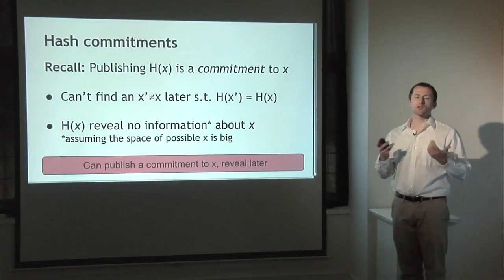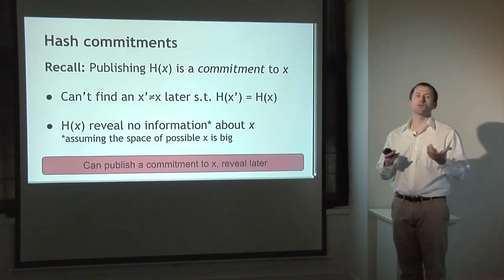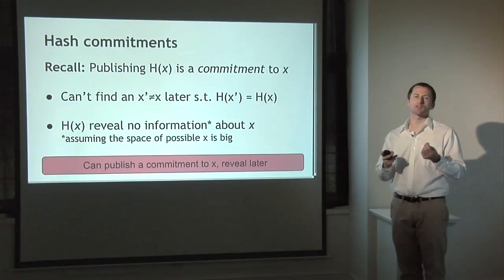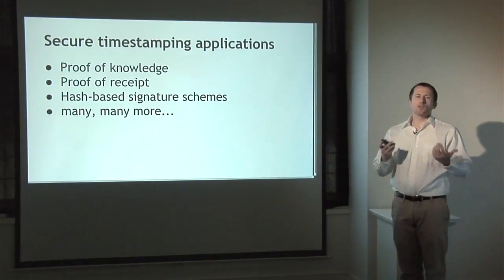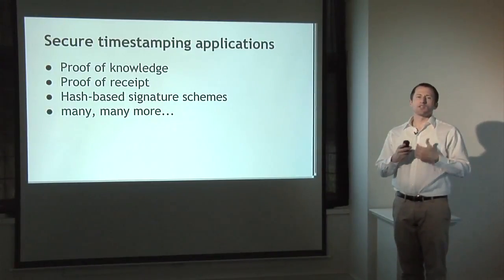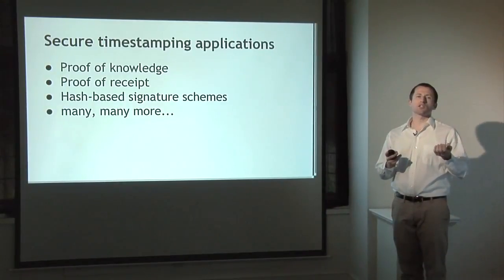So the idea of doing secure timestamping with an append-only log is that we can publish a commitment to x, the hash of x, and then later on we can reveal what x was, and anybody can look at this and say that we must have known x at the time we published the hash of x, because there's no other way to have generated that data. So what can we use this secure timestamping for? This idea that we publish the hash of something and later on we reveal what that data is to show that we knew it at that time.